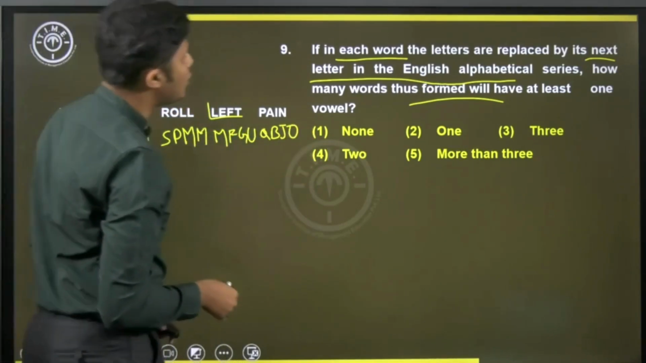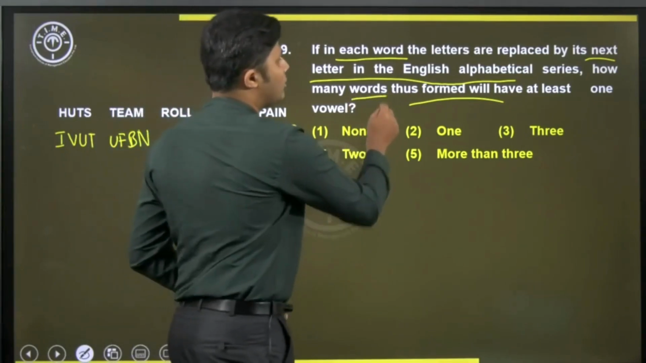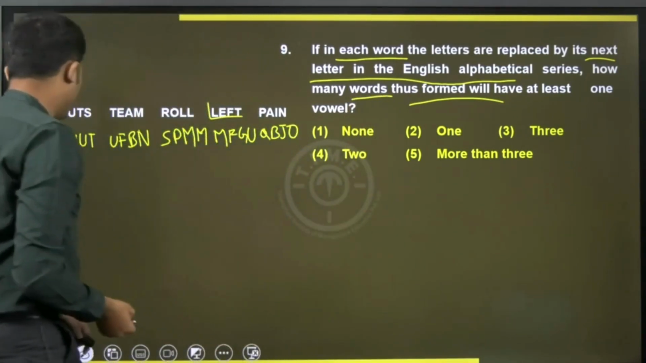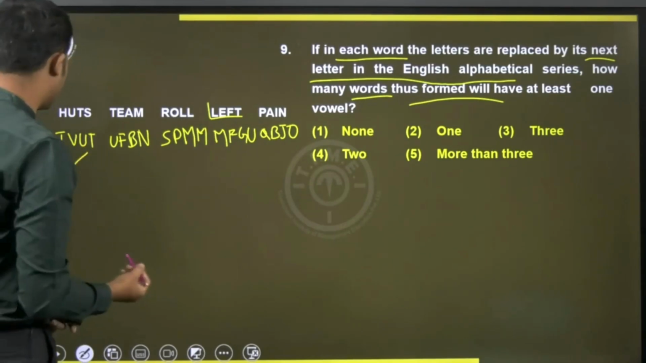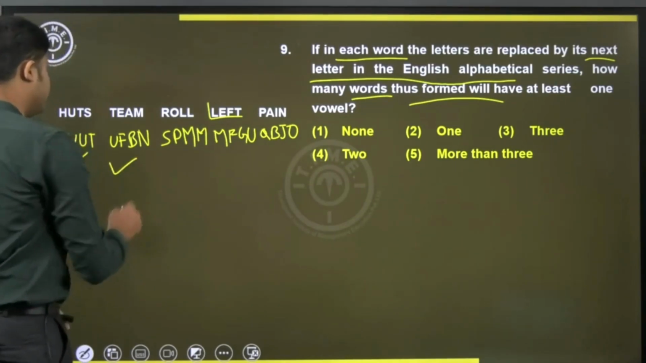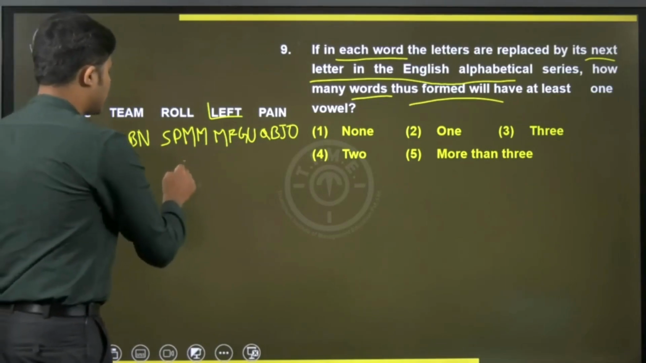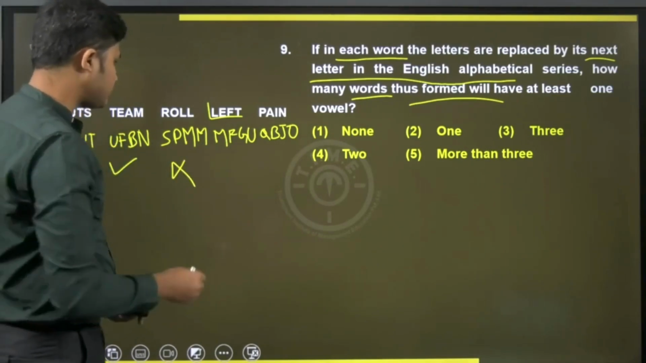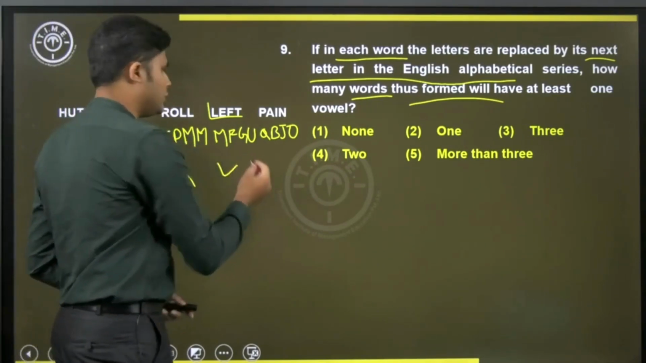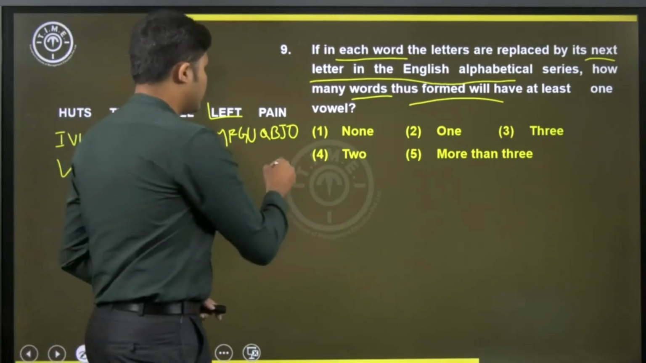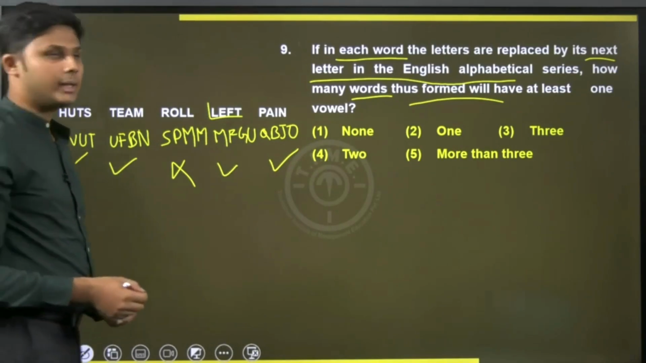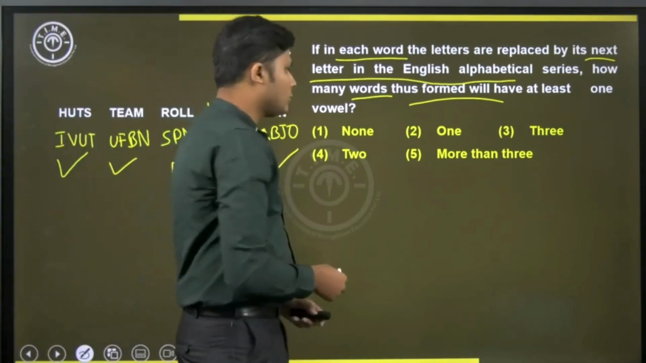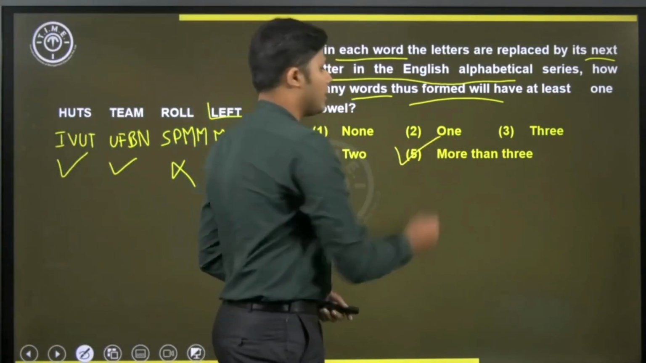So you have to find out how many words formed will have at least one vowel. So it has one vowel, it has at least one vowel, it has one vowel. This does not satisfy the condition, it has no vowels in it. Again it has one vowel which is U, and in this we have O as a vowel. So there are 4 words which follow the given condition. So which is choice 5, more than 3.